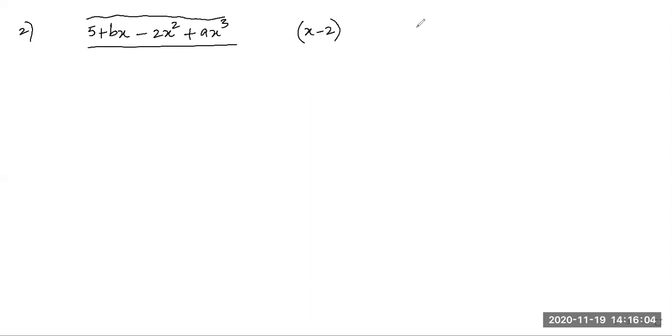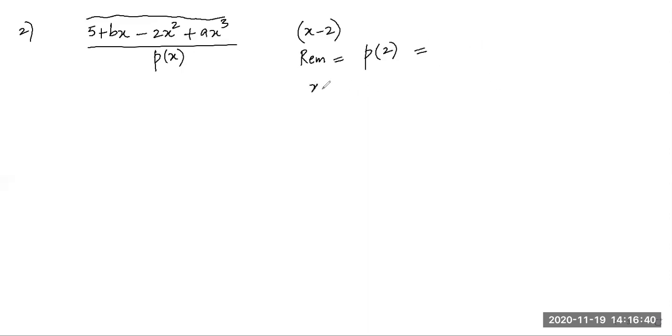So whatever is the remainder, let's say this polynomial is p of x. When this will be divided by x minus 2, can Falgun tell me what will be the remainder? When this polynomial will be divided by x minus 2, what will be the remainder? P of 2. Beautiful. Now he says this remainder is twice the remainder when it is divided by x plus 1.